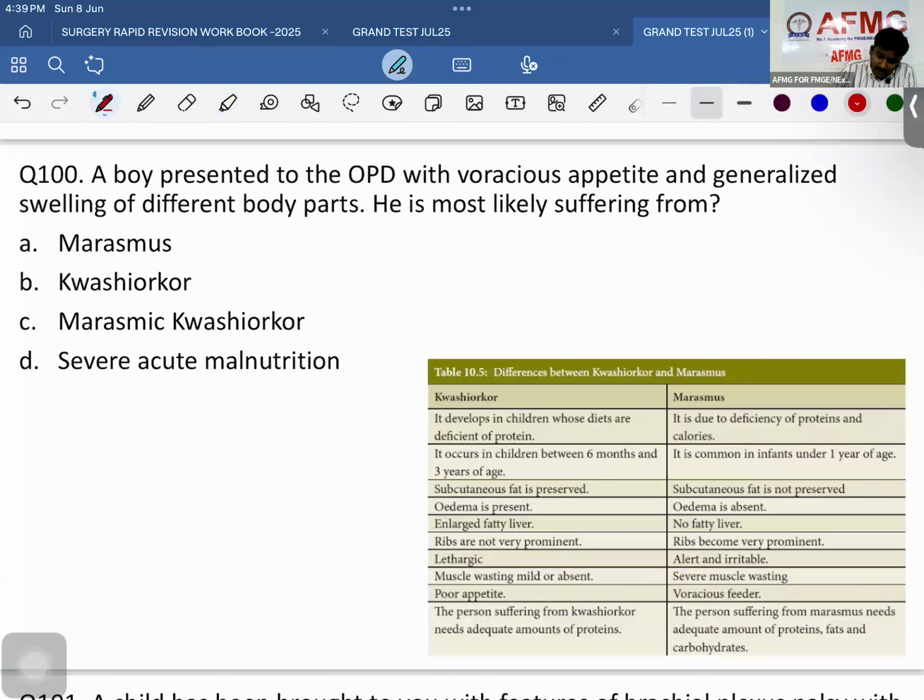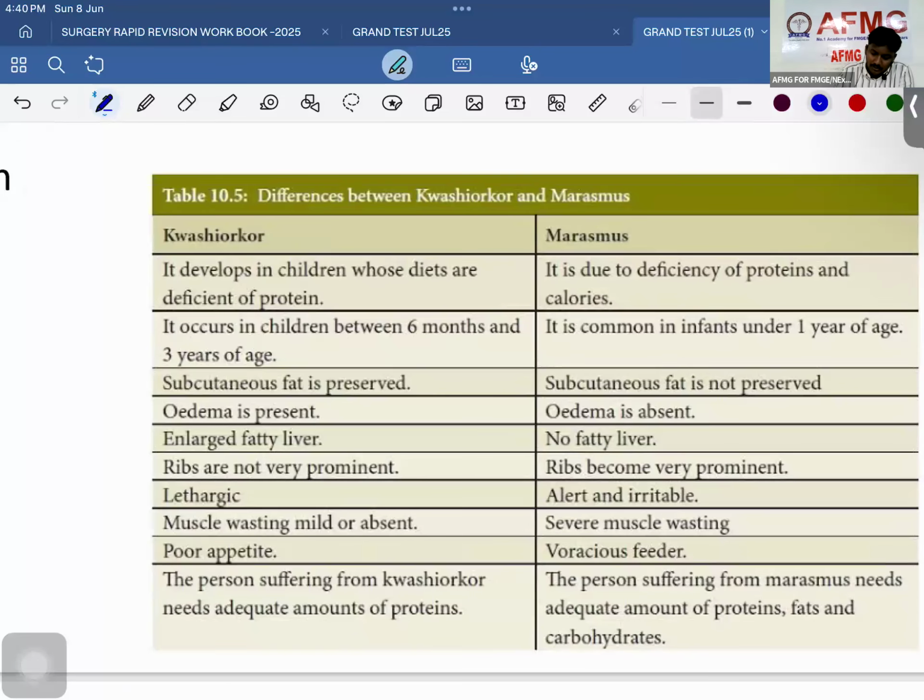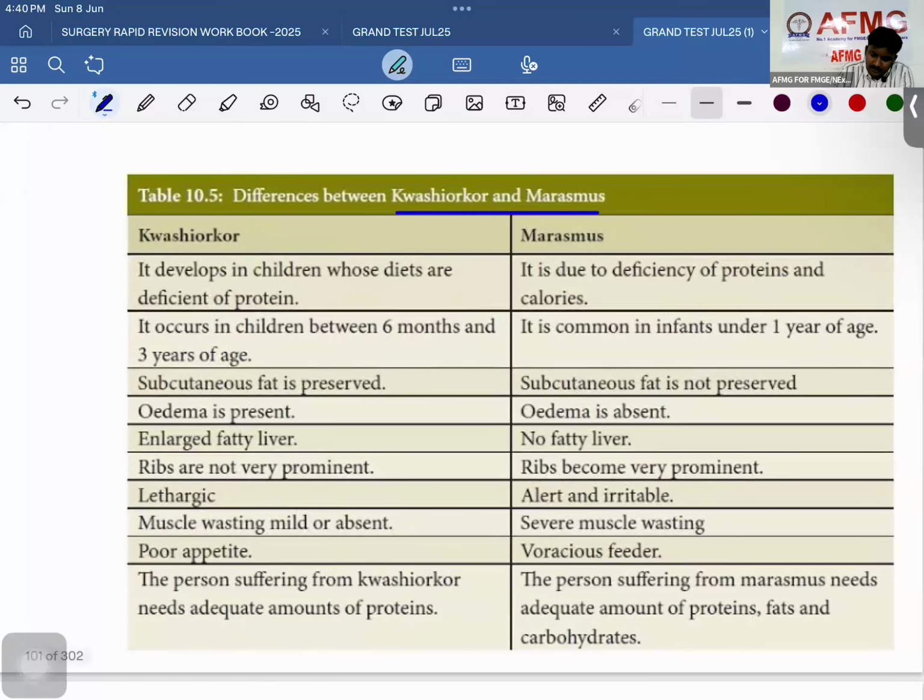Question number 100. It states that a boy presented to the OPD with voracious appetite, along with generalized swelling of different body parts, that is anasarca or swelling was there. He is most likely suffering from which condition? So we know, if I talk about the differences between kwashiorkor and marasmus, both of them are protein energy malnutrition. First of all, kwashiorkor happens due to deficiency of proteins, but marasmus happens due to deficiency of proteins and calories both.